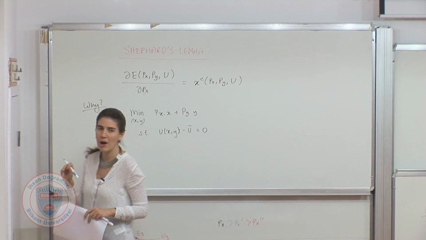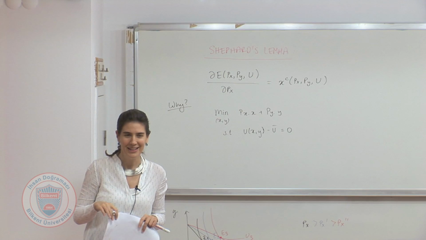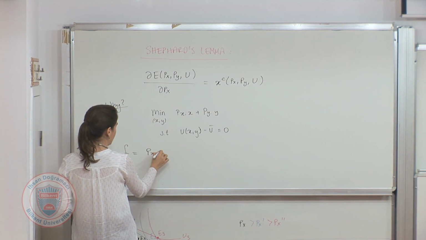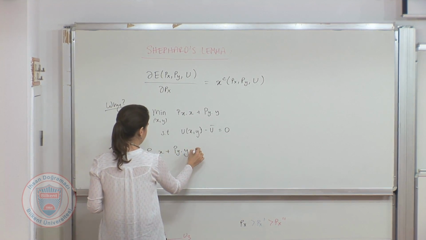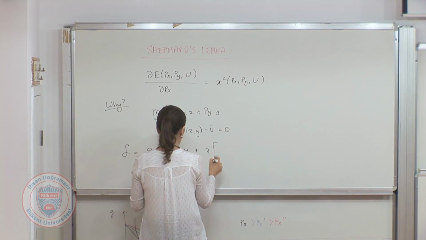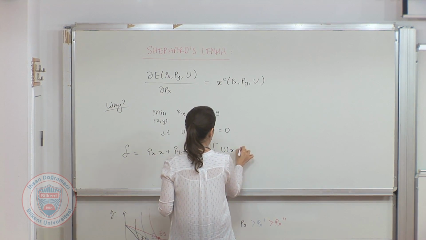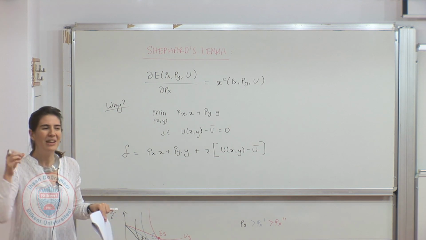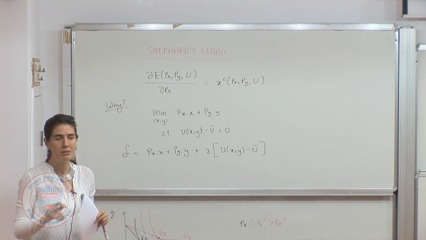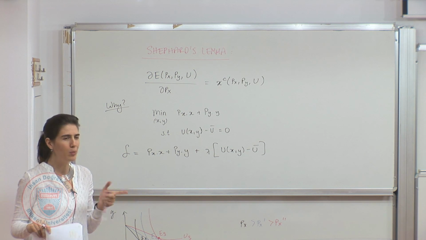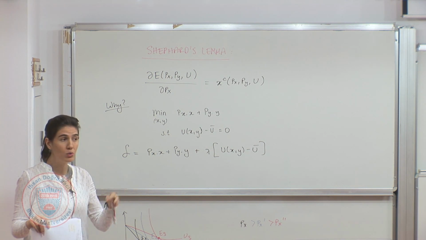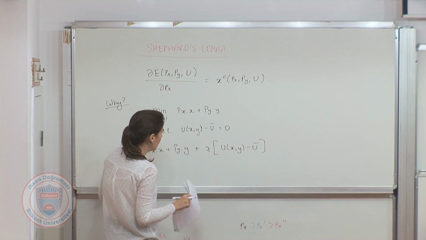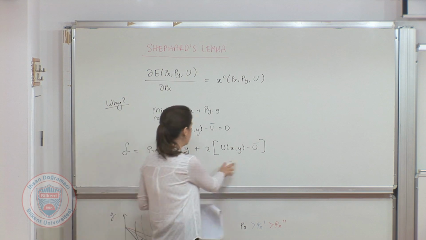And how are we solving these problems? We were using the Lagrangian, right? So we were writing its Lagrangian, and it was px times x plus py times y, plus lambda times u of xy minus u bar, or I think I wrote it u bar minus u of xy. Because it's a problem of equality constraints, it doesn't matter, okay? If it were a problem of inequality constraints with the Kuhn-Tuckers and such, it would matter. But here it wouldn't. So this is the Lagrangian.